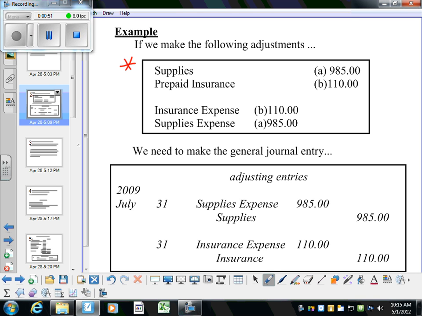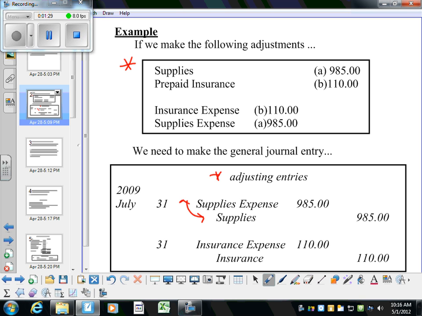Now we need to go to our general journal, and you're going to write adjusting entries. So I'm right here. And all you need to do is list exactly what you have up here by putting the supplies and supplies expense together and insurance expense and insurance together. It doesn't really matter which order you put these two in. The textbook, though, will always put the debit part first. So that's why you see supplies expense, debit $9.85, supplies credit $9.85, insurance expense debit $110, and insurance credit $110.